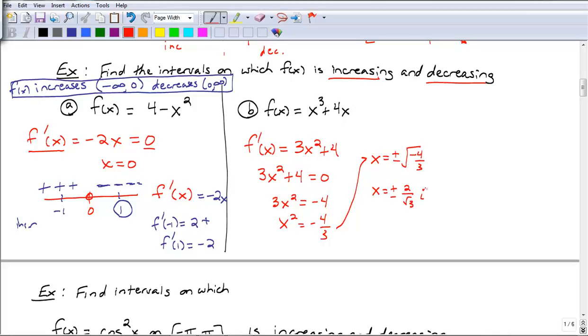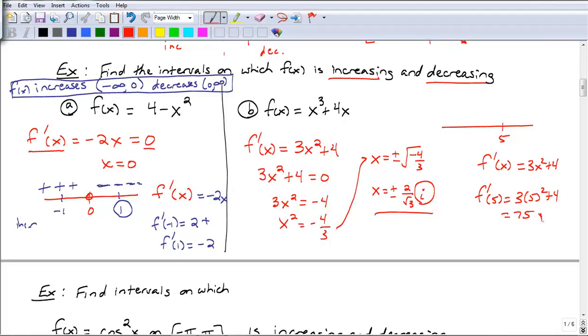And i doesn't exist anywhere on the number line. So when I go to draw a number line to test where the derivative is increasing or decreasing, there is no critical point. There's no place on the number line where I can plot this. So that means it's the same the whole time, so I can pick any number I want. I'll pick 5. I plug 5 into the derivative just to see what's happening there. I get 25 times 3, which is 75, plus 4, I get 79. That's a positive number, so I know the derivative is positive the whole time.